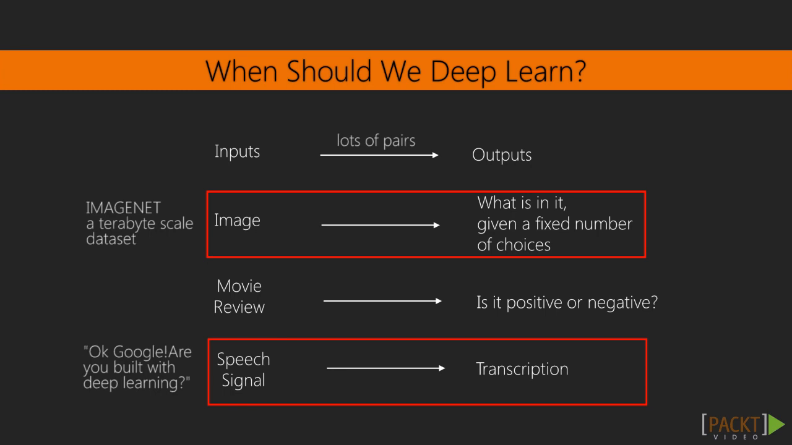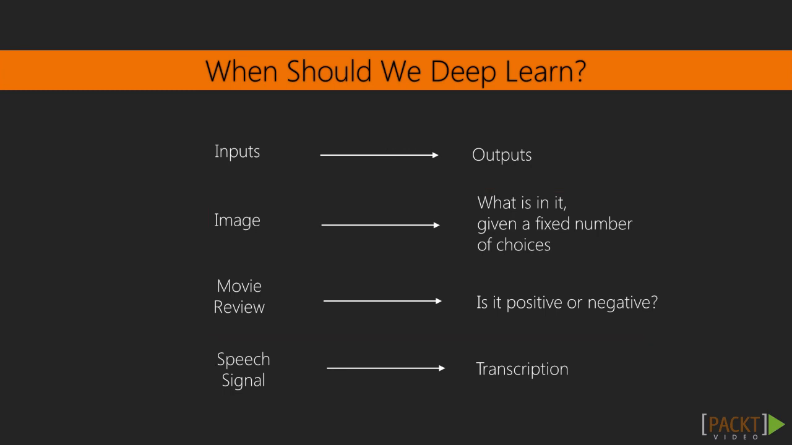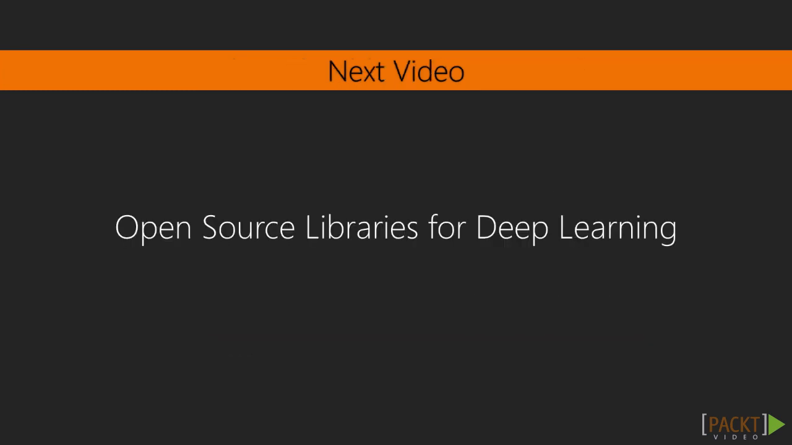In this video, we learned that neural networks are the main mathematical models behind deep learning, and what is the best case where deep learning can usually give us good results. In the next video, we will cover some of the open source libraries for deep learning.